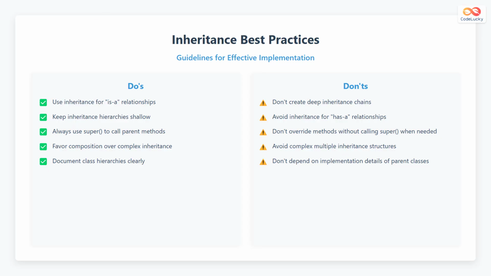On the other hand, the don'ts. Don't create deep inheritance chains. Avoid inheritance for has-a relationships. Don't override methods without calling super when needed. Avoid complex multiple inheritance structures, and don't depend on implementation details of parent classes.